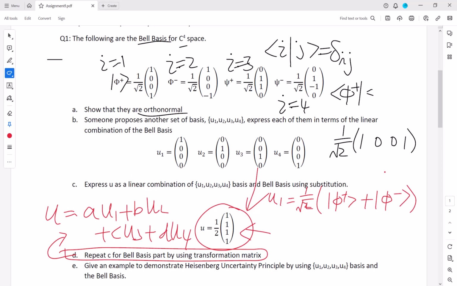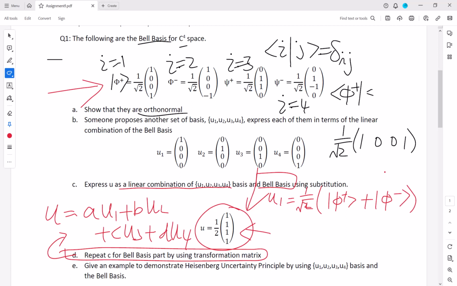So here, actually, I also overlooked that C has two parts. First, a linear combination of U1 to U4. Another is a linear combination of the Bell bases. So you need to first find U in terms of U1, U2, U3, U4, and at the same time also find U in terms of the Bell bases: phi plus, phi minus, psi plus, psi minus. And you can use substitution to find that.